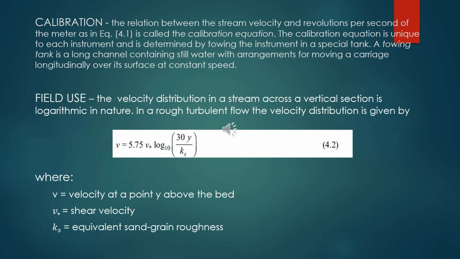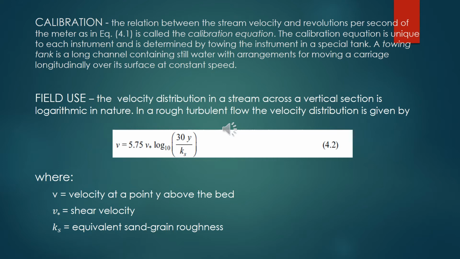Calibration. The relation between the stream velocity and the revolutions per second of the meter, as in equation 4.1, is called the calibration equation. The calibration equation is unique to each instrument and is determined by towing the instrument in a special tank. A towing tank is a long channel containing still water with arrangements for moving a carriage longitudinally over its surface at constant speed.